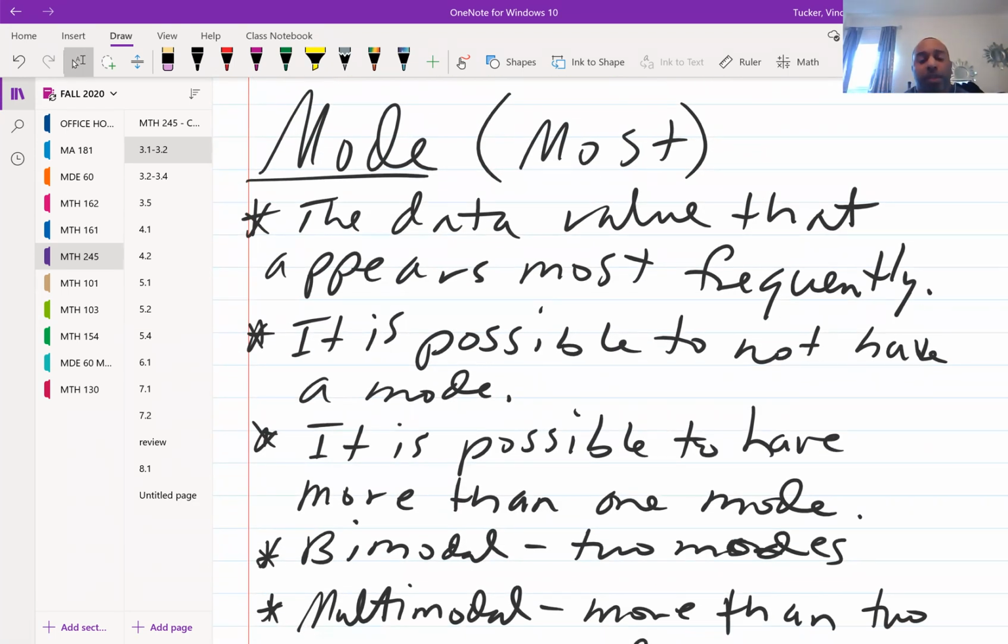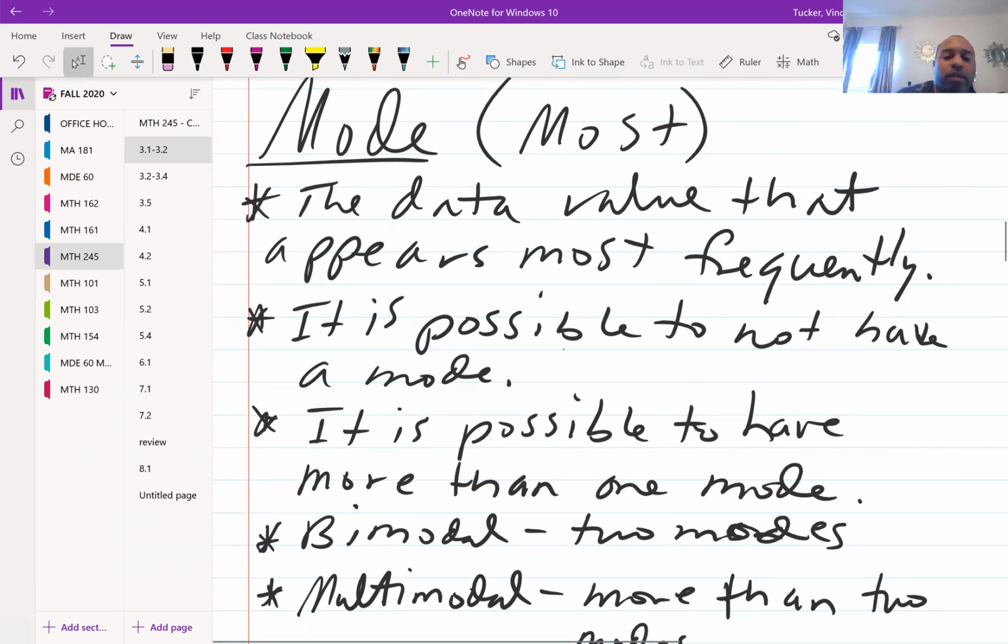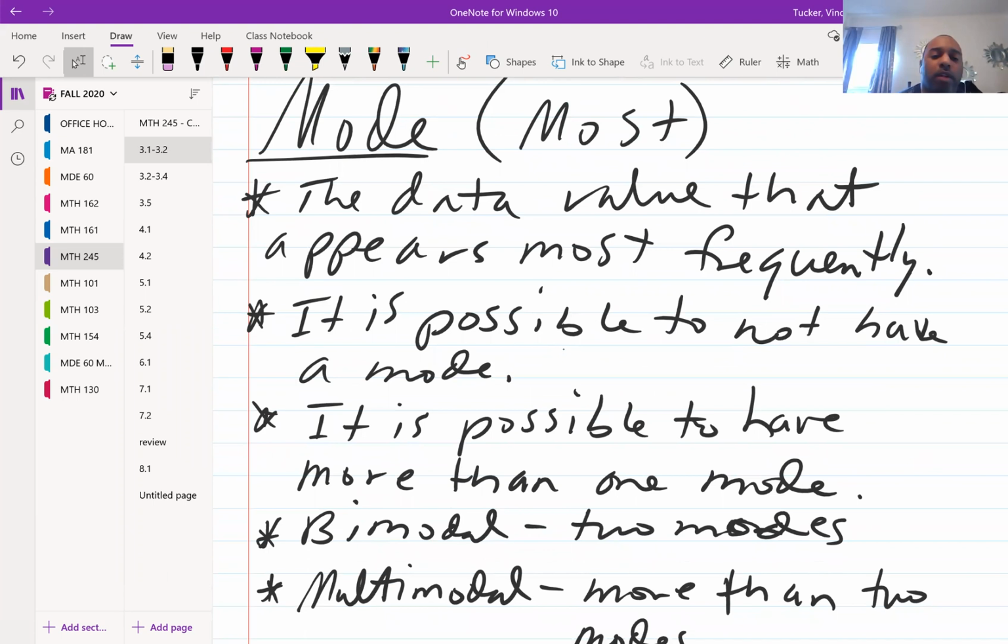Now your mode, you can think about most. When we talk about your mode, the data value that appears the most frequently will be your mode. It is possible to not have a mode. It is possible to have more than one mode. And most of the time, when we talk about having more than one mode, you have a larger data set. Bimodal is having 2 modes. Multimodal is when you have more than 2.